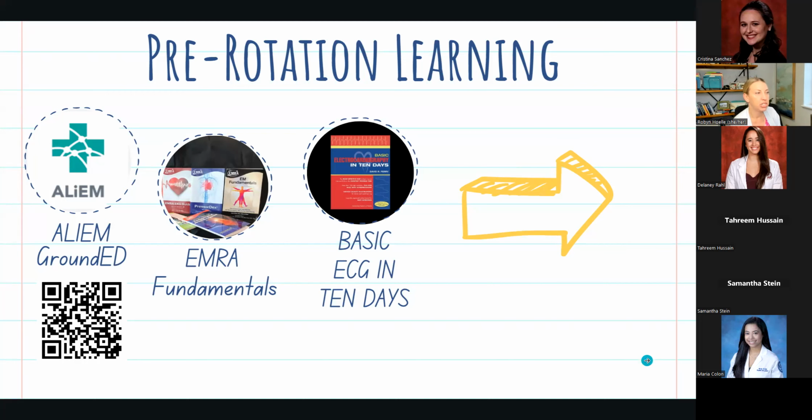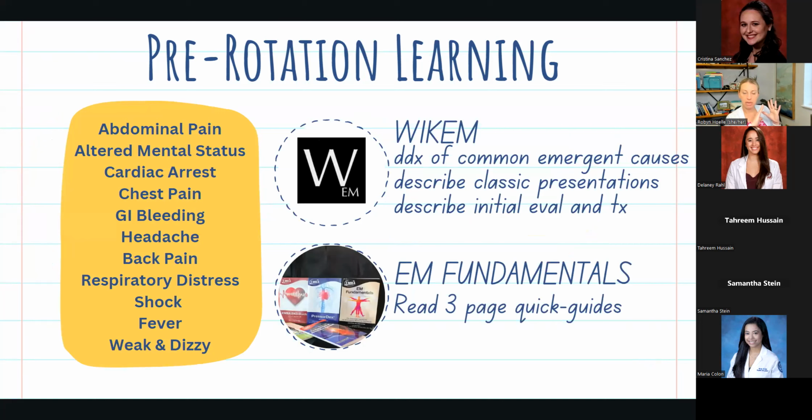Okay, pre-rotation learning. All right, bear with me. The yellow box on the left is basically a list of complaints that patients come in with. In the ED, your patients are undifferentiated. You don't have a patient referred to you because they had a biopsy and we know they have breast cancer and need treatment. No, they're coming to you with a complaint: abdominal pain, altered mental status, cardiac arrest, chest pain, GI bleeding, headache, etc.